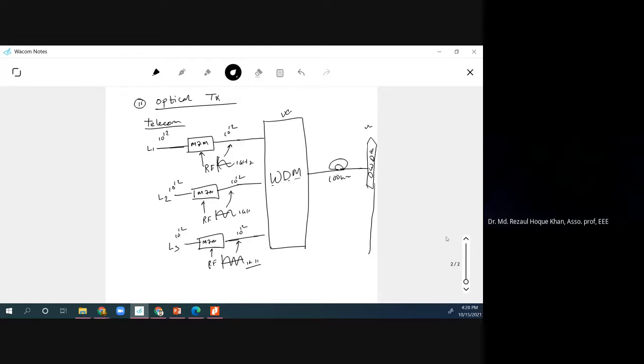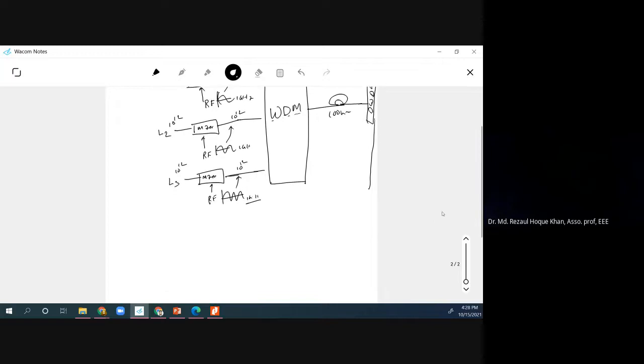So what is the benefit of this? You have a 1 gigahertz RF signal and you have 10 to the 12 hertz, terahertz, which is the optical signal. What is the difference between the two? Of course, it's high frequency. What is the benefit of going to this high frequency? Immunity of interference.